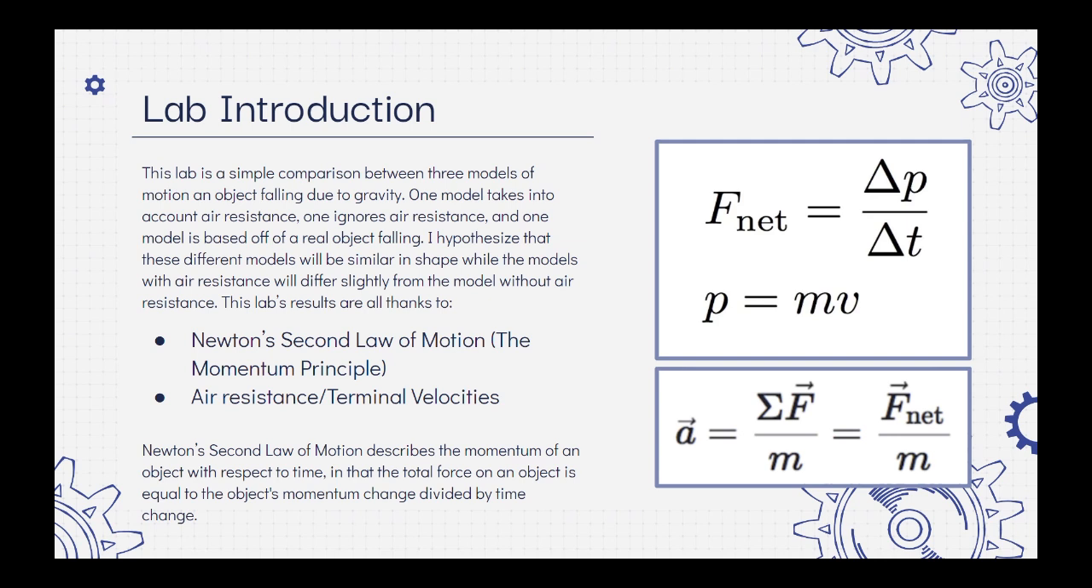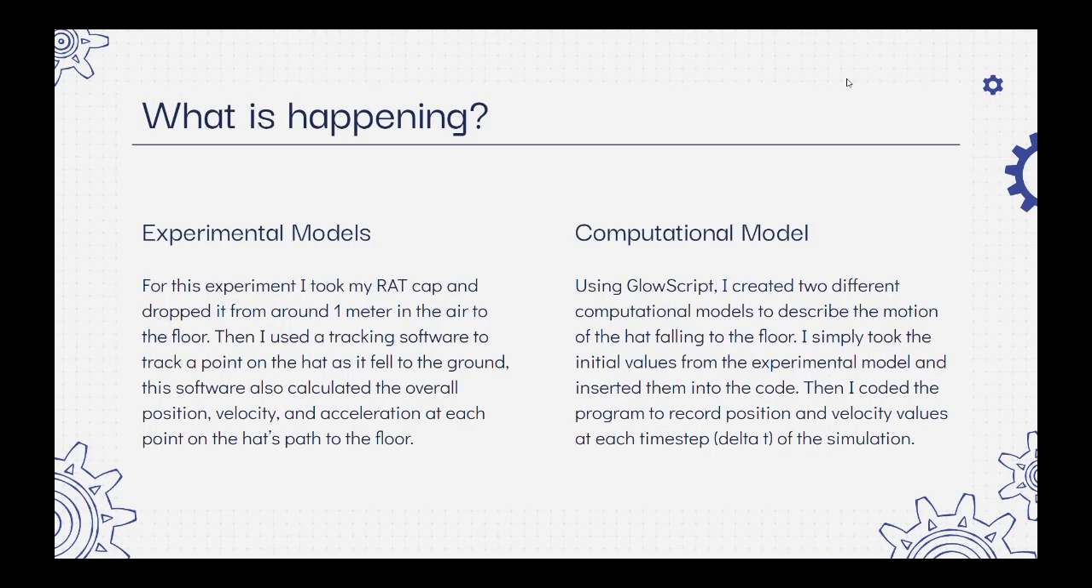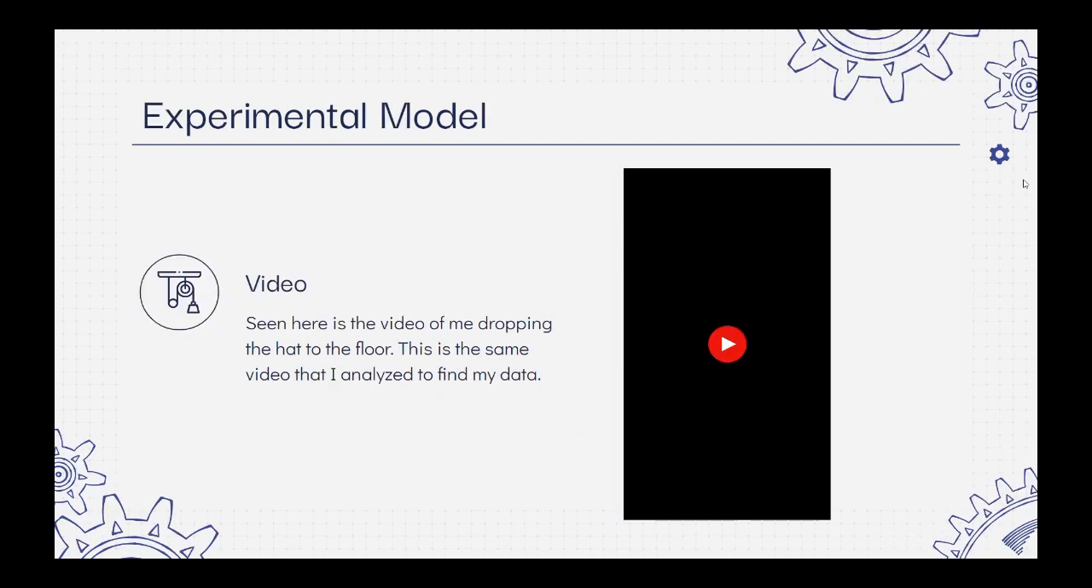This whole lab is based off of Newton's second law of motion, which is the momentum principle shown on the right, where F net equals delta P over delta T, and air resistance, which we'll talk about later. So what's happening, there's an experimental model that I took from dropping my rat cap from about a meter, and then used a tracking software to look at the values. And then a computational model, where I used ClosesScript to create two computational models, one by just looking at the force of gravity pushing on an object for each delta T.